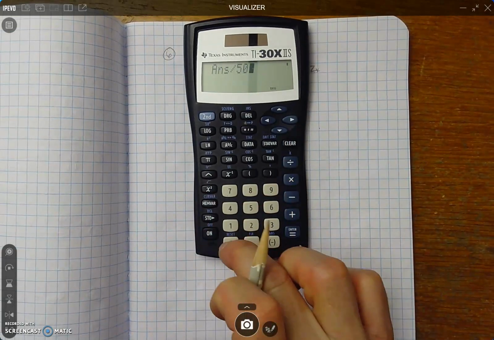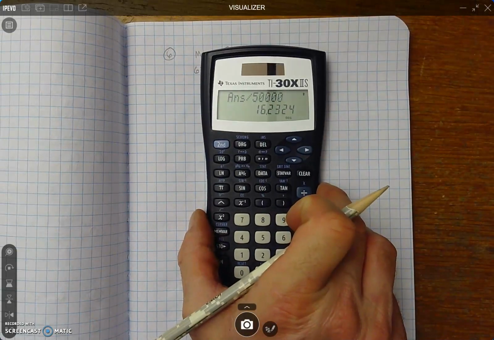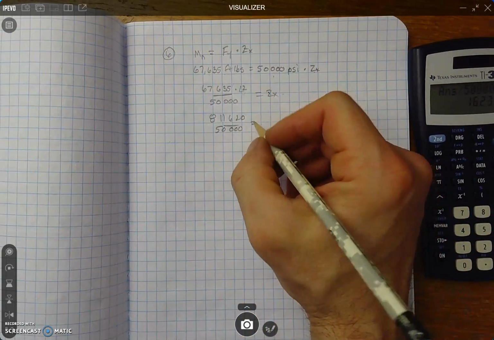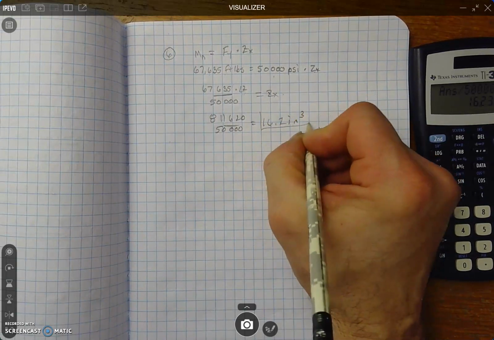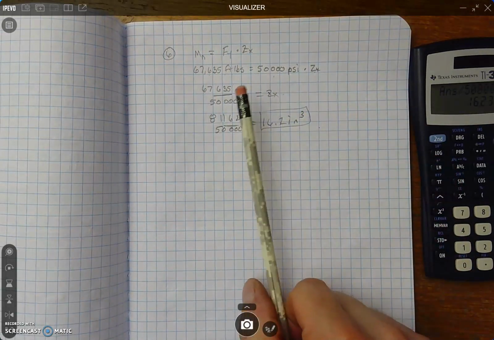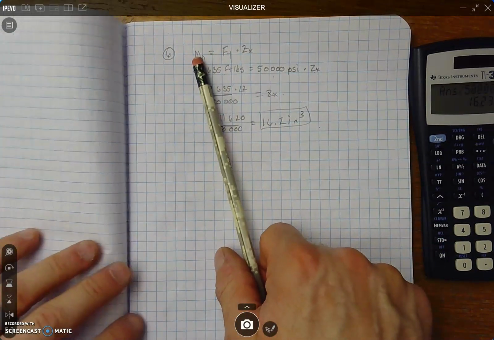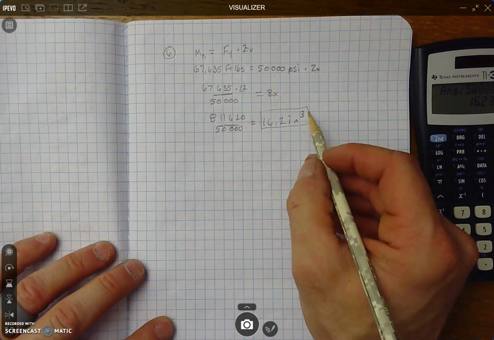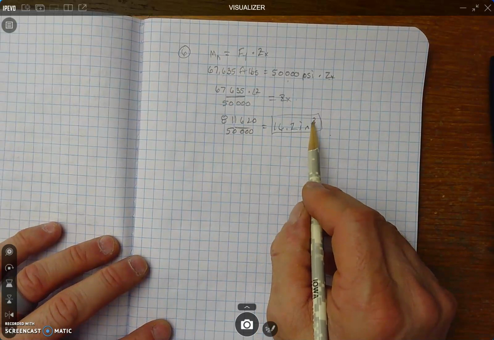Divide that by 50000. And you get 16.2324. So we're just going to round to 16.2. And that is inches cubed. So that is our answer for number 6, which is what is our plastic section modulus. So we need a plastic section modulus of at least 16.2 inches cubed.